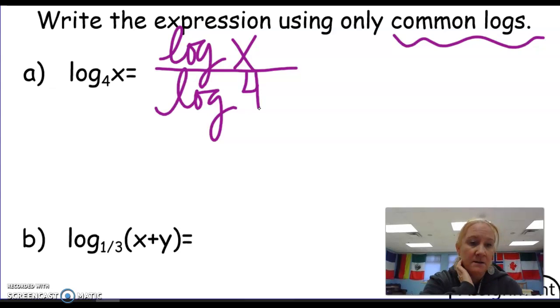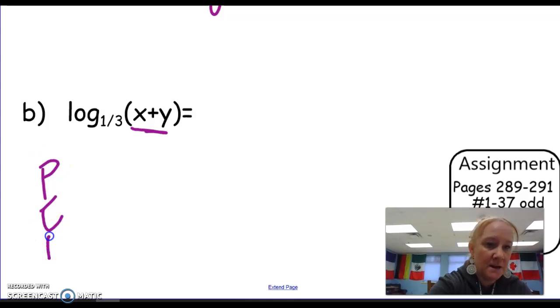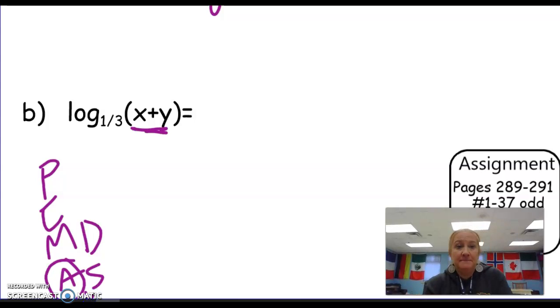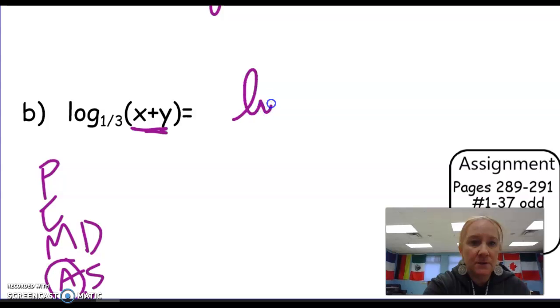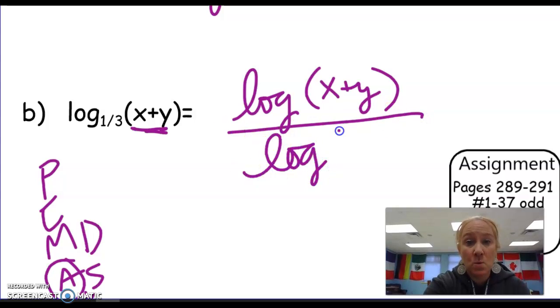Okay, how about this one? Log base 1/3 of x plus y. Okay, does this x plus y need to be broken down? I'm going to say no. If you're like, what? Why not? Well, because remember when we've got the PEMDAS, see how this is adding in the parentheses? Well, underneath that, there's nothing. So this one, I would use log of x plus y all over log of 1/3.